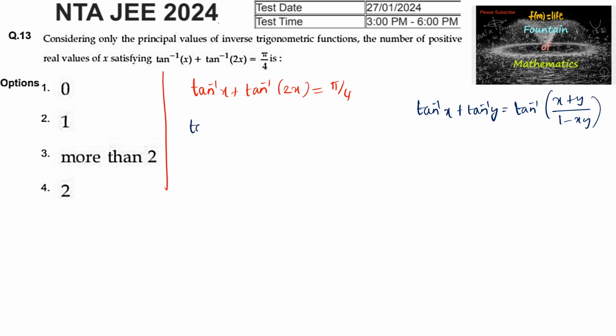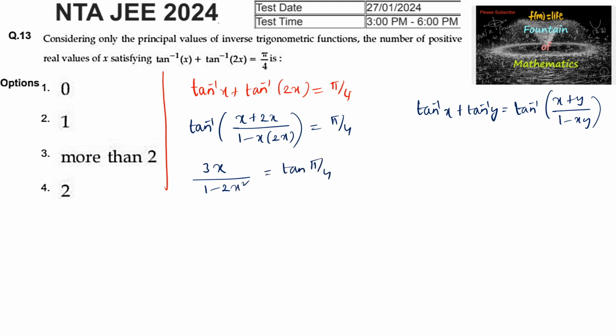So we can write tan inverse of (x plus 2x) upon (1 minus x into 2x), which is equal to pi by 4. Or we can write x plus 2x is 3x upon 1 minus 2x square is equal to tan pi by 4, which is 1. That is 3x upon 1 minus 2x square is equal to 1. By cross multiplication, we will get 3x is equal to 1 minus 2x square.